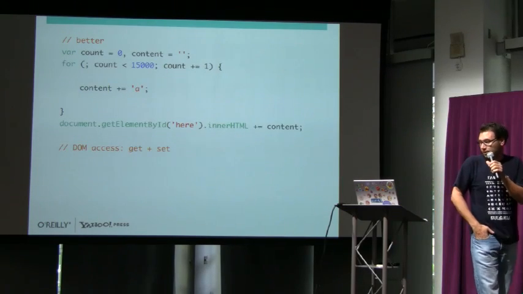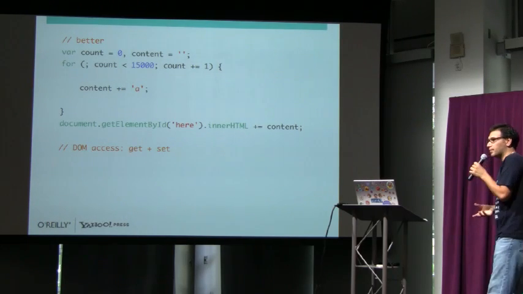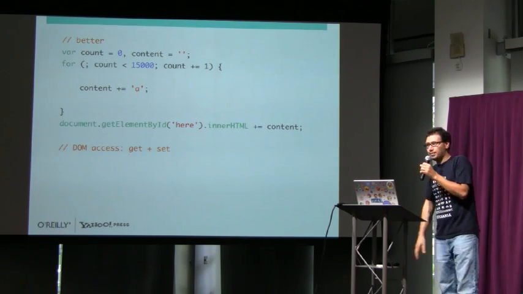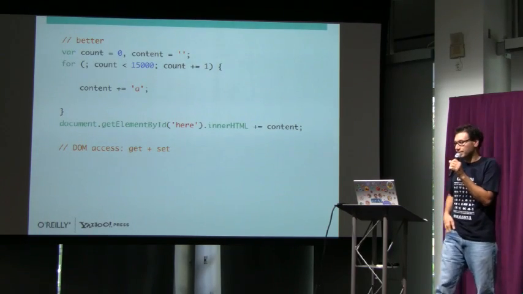So the better way is to just use a local variable, right, and do all the updates to that local variable. And once you're ready, update the DOM. So that gives you, you're touching the DOM only 2 times, right?